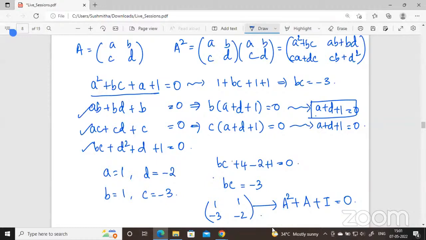Ma'am, in such types of questions, will we have to find the values by hit and trial method only, or can we generalize it? No, you can do this. There's no other way, no? There's nothing else you can do. Okay, ma'am.